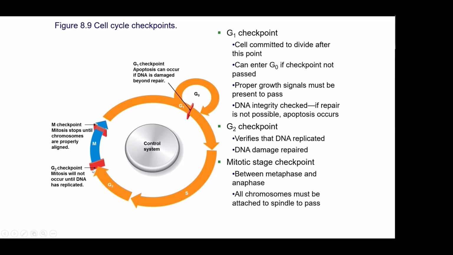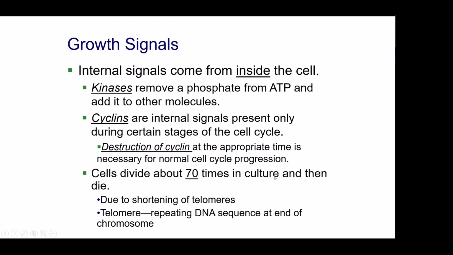Your G2 checkpoint ensures that the DNA is replicated. And then, of course, the mitotic checkpoint occurs between metaphase and anaphase to ensure that once you have the spindle lined up, all of the chromosomes are where they should be, attached along the center of the cell, as you see in metaphase, ready to be split apart. So there are, in fact, these important checkpoints.